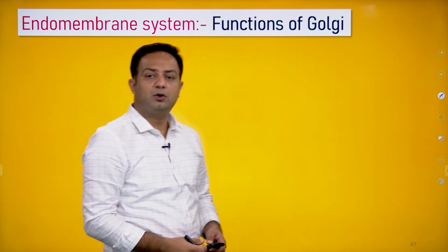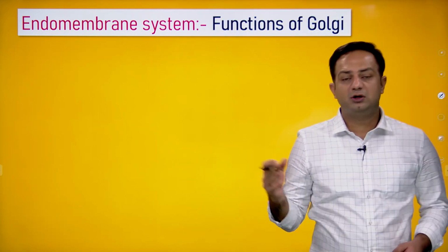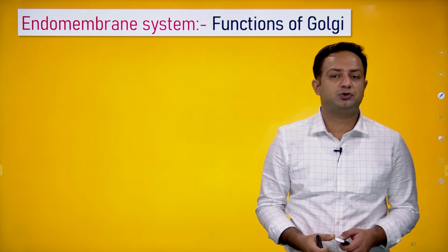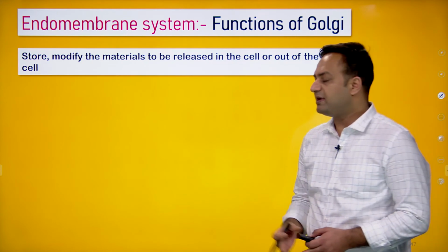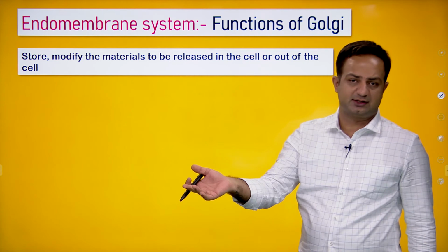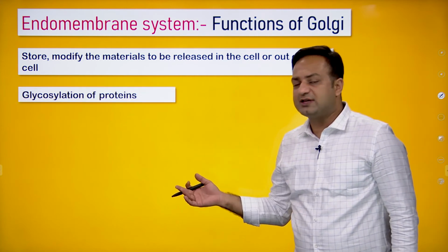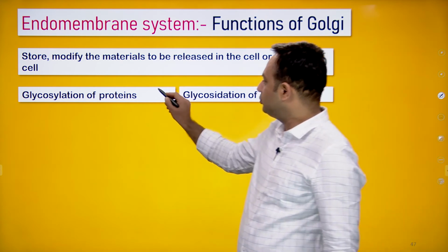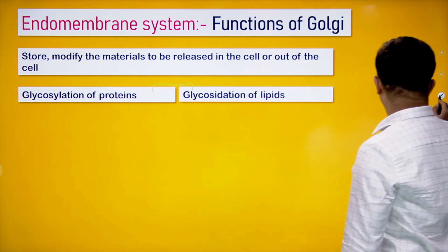Next, about the Golgi functions. What Golgi is going to perform. As I told you, it is having the material that is synthesized on the RER and SER. So it means it is storing and modifying the material to be released in the cell or outside the cell. And then glycosylation of protein and glycosylation of lipids. Now the two things are possible because of the particular enzyme.